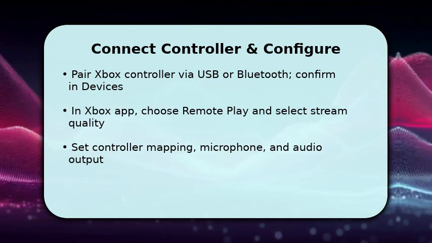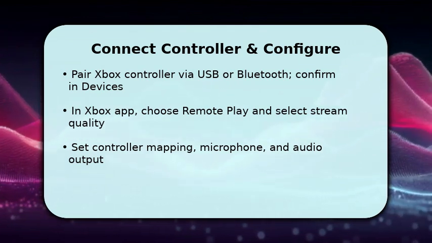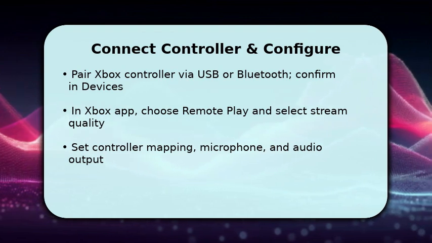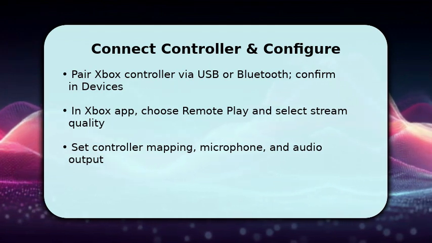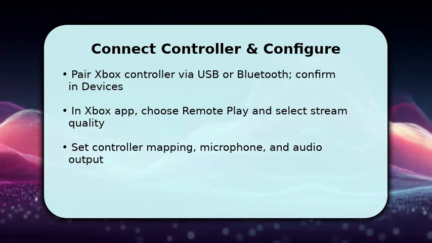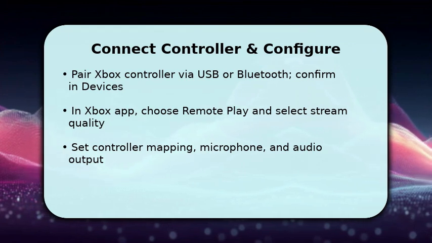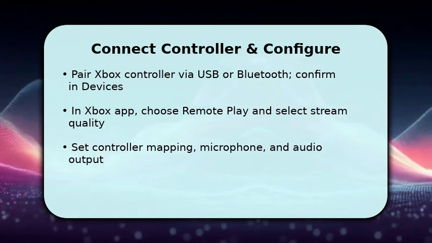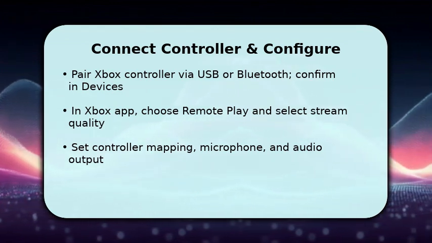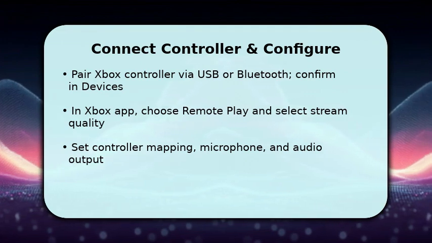Then, in the Xbox app, start Remote Play. Pick a quality profile, prioritize performance for lower lag or higher quality for sharp visuals. Make sure audio routes to your laptop headset and that the controller vibration and mic settings match your preferences. These choices affect responsiveness and bandwidth, so adjust them based on your connection and the type of game you play.